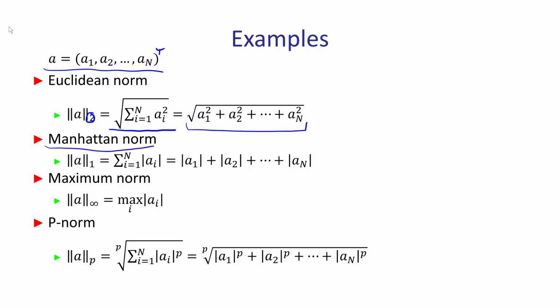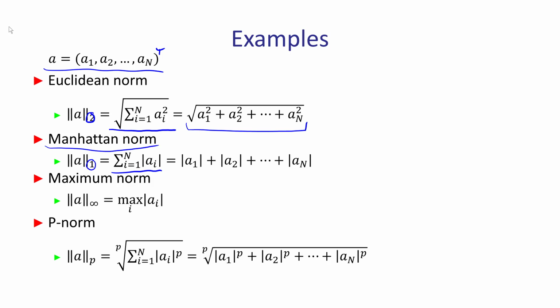Manhattan norm, which is of course related to Manhattan distance function, is norm 1 and is defined as sum of absolute values of all of the elements of the vector A, which is A1 absolute value plus A2 absolute value until you get to the last one, AN absolute value.